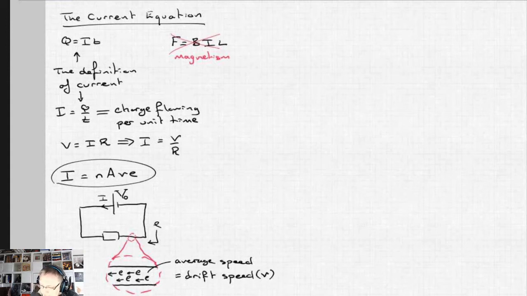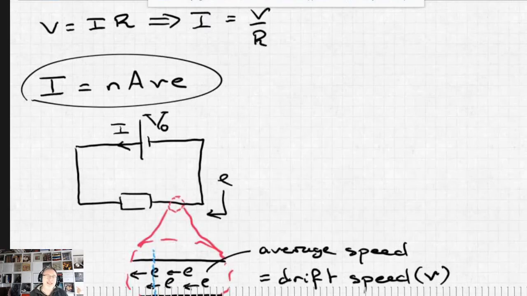If you imagine the definition of current, we can say that the current is equal to the charge flowing per unit time. What you have to do is imagine that these electrons are moving through the circuit. Imagine I had a stop clock or a timer, and I started the timer, and I could literally count the electrons going across that blue dotted line.